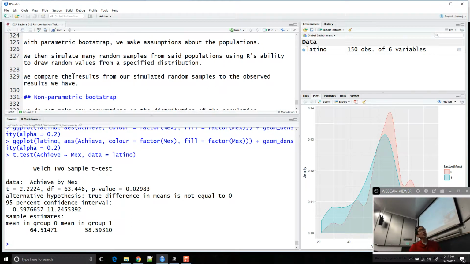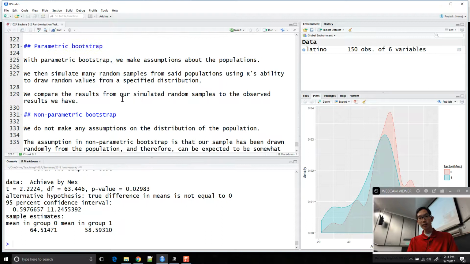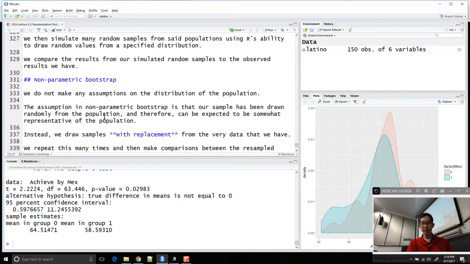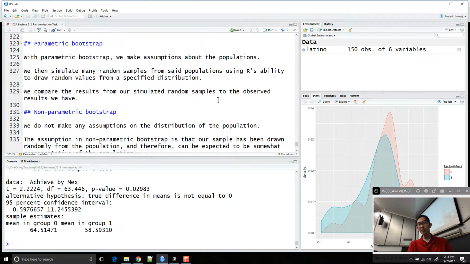Okay, let's talk about some parametric bootstraps. The t-test might be a reasonable thing to do in this case. With parametric bootstrap, we're going to make assumptions about the population, and then we simulate many random samples from the said population using R's ability to draw random values from a specified distribution. And then we compare the results from our simulated random samples to the observed results that we have.